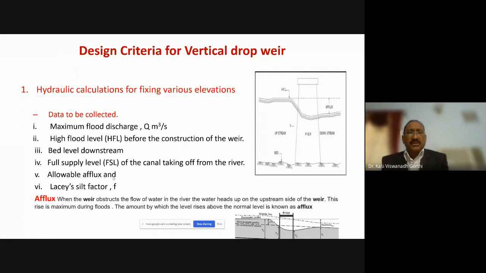Okay, so in this class, we try to discuss some of the design principles for various components of this vertical drop weir. What data is required for fixing the different elevations like pond level, high flood level, downstream HFL, bed level? To fix all these levels, what data is required? We require, first of all, the data pertaining to the maximum flood discharge flowing in the stream or in the river. What is the maximum flood discharge? Q, capital Q, meter cube per second. That is required. This is one data requirement.